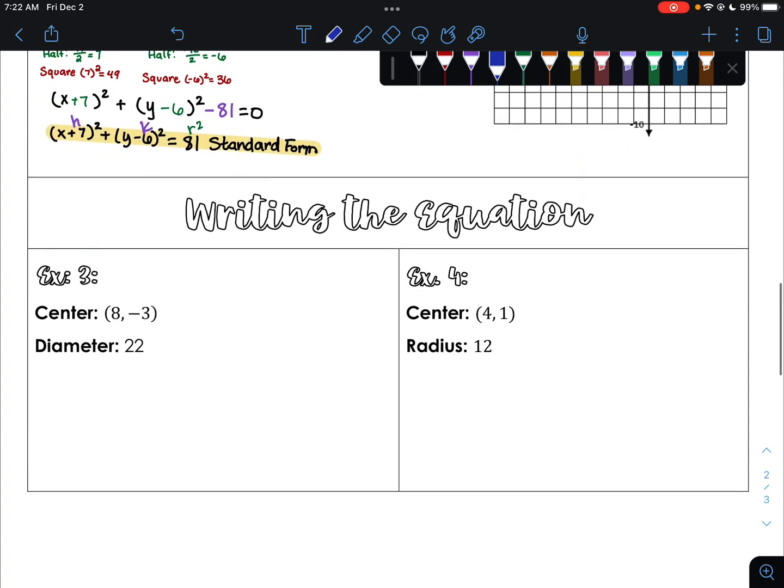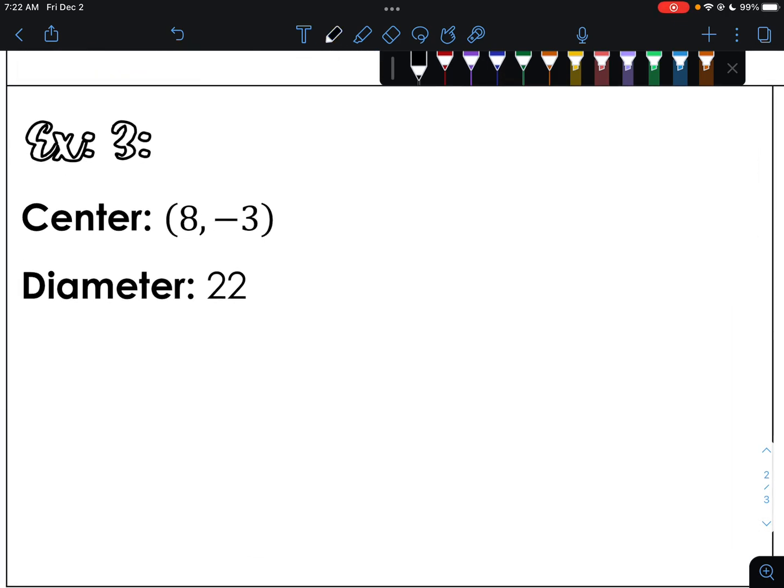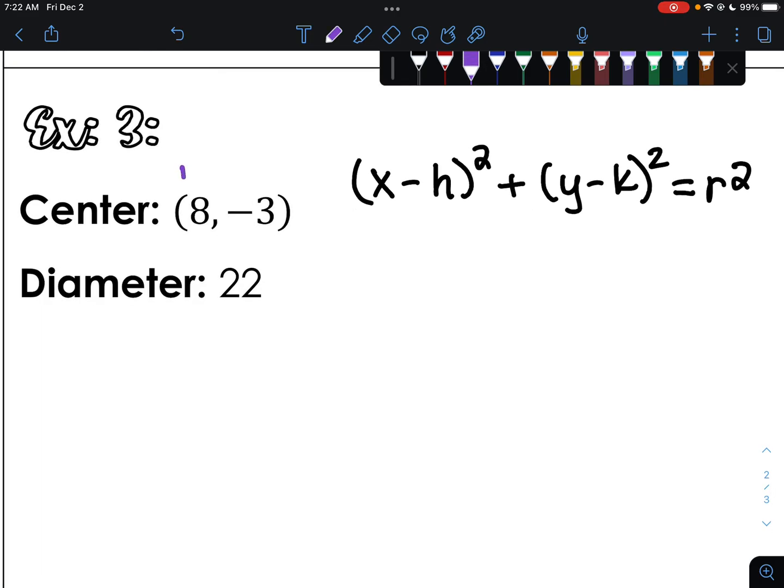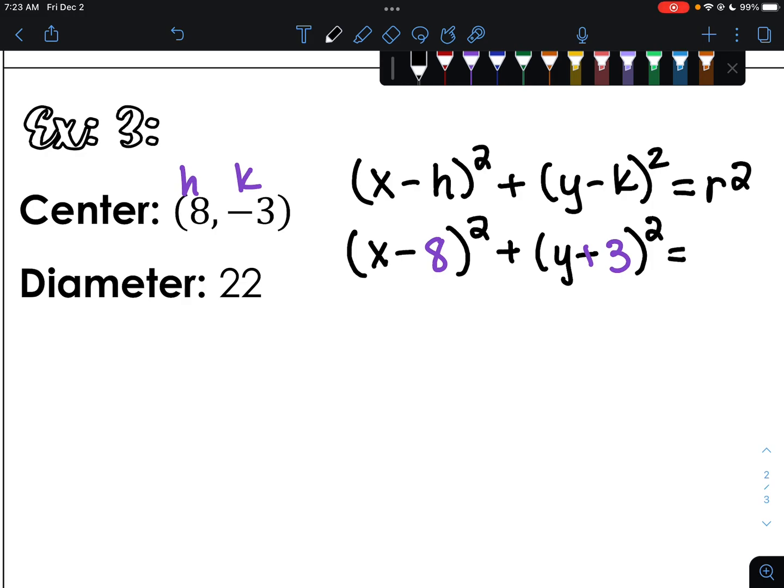Now, in the next two examples, we are writing the equation. So what we're going to do is we're going to plug in the information into that general form or that standard form. So we got x minus h squared plus y minus k squared equals r squared. So here we are given the center h, k. So we're going to plug that in respectively. So I have x minus 8 squared plus y minus a negative 3, so that turns into a positive 3 squared equals my radius squared.